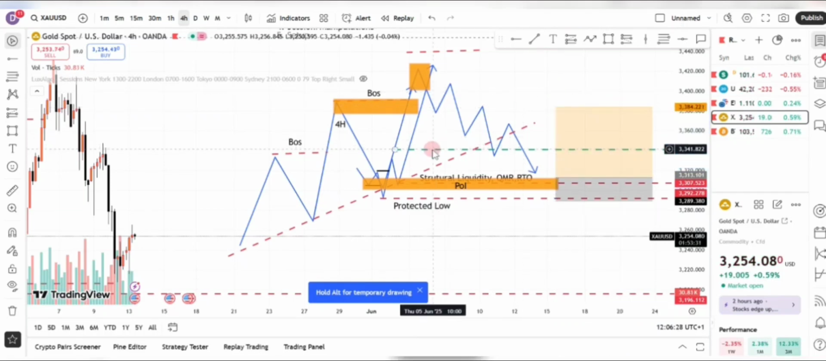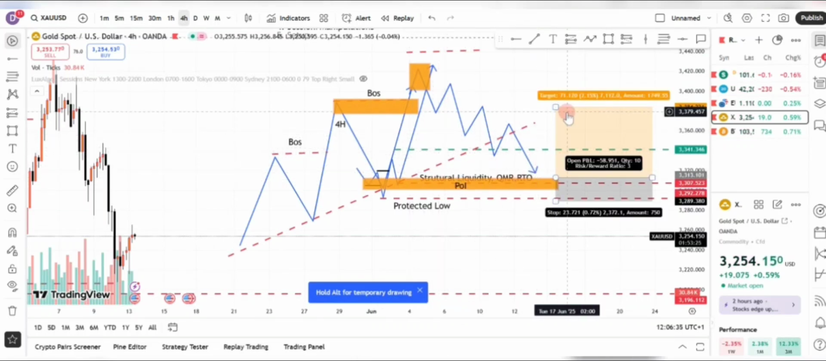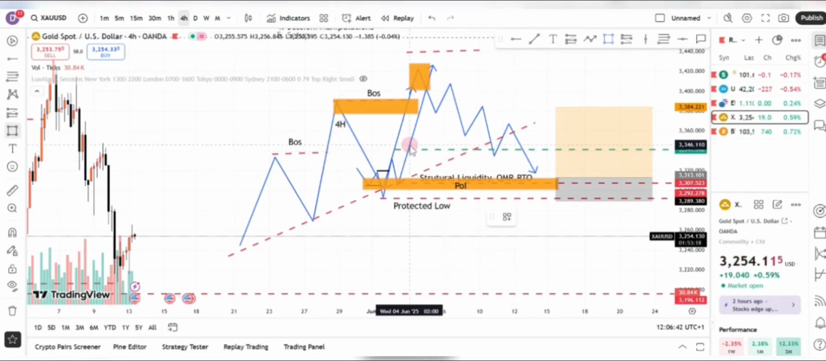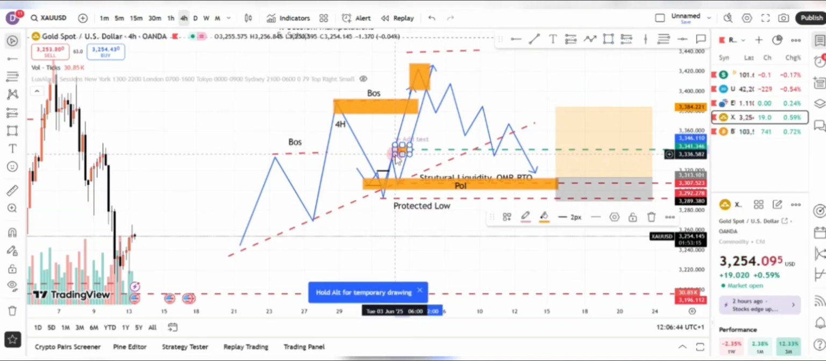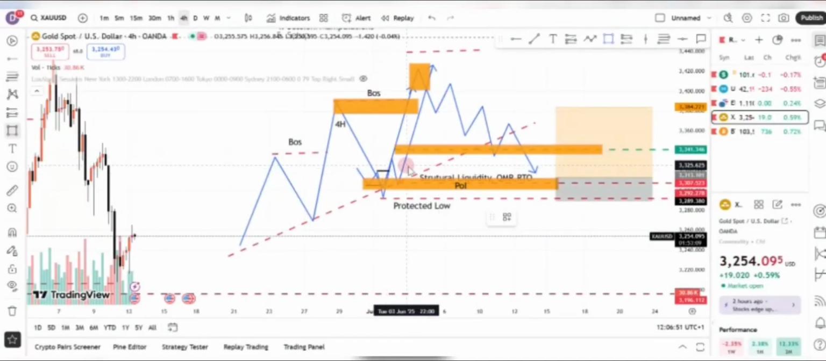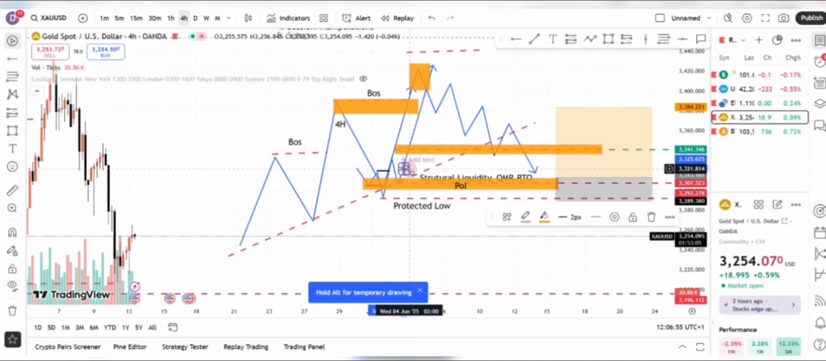So at this level where we have equilibrium, I want to buy below this level. You can buy anywhere here, but I like to buy below this level. And sometimes you will see that there's another POI here, like another demand area here. Do you understand? Then sometimes you notice there's another supply and demand area here.